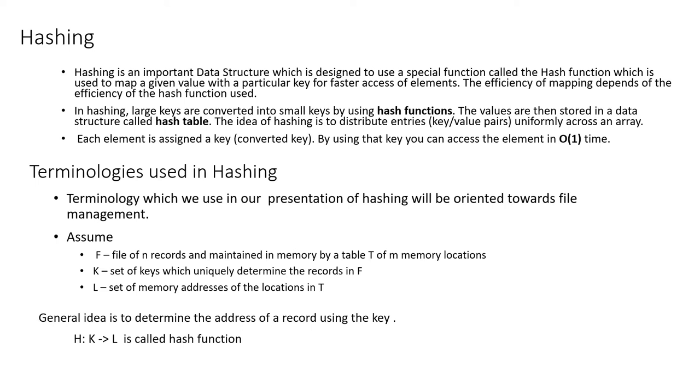Now L is the set of memory addresses, that means it is a location. H is the hash function, K is a key, and that particular key's record should be stored in which location? L location. That is what this means. So apply some hashing function on the key, and using that hashing function and key, you're going to find the location and store the record there. And if you want to retrieve that record, you can use the same hashing function and retrieve the record.